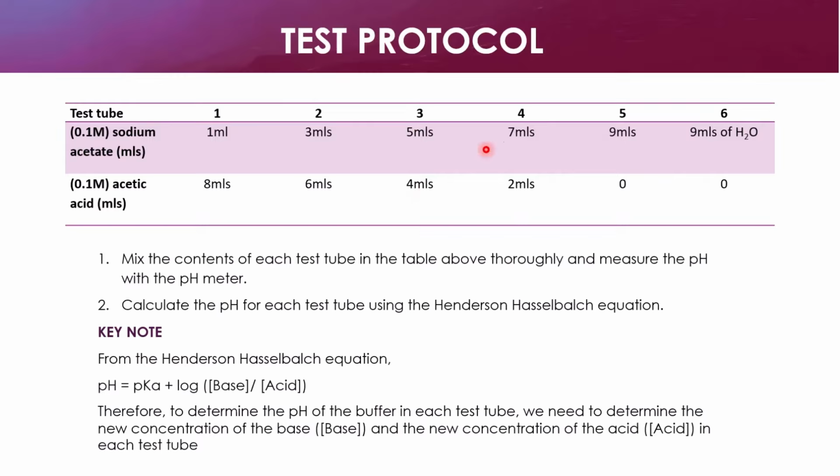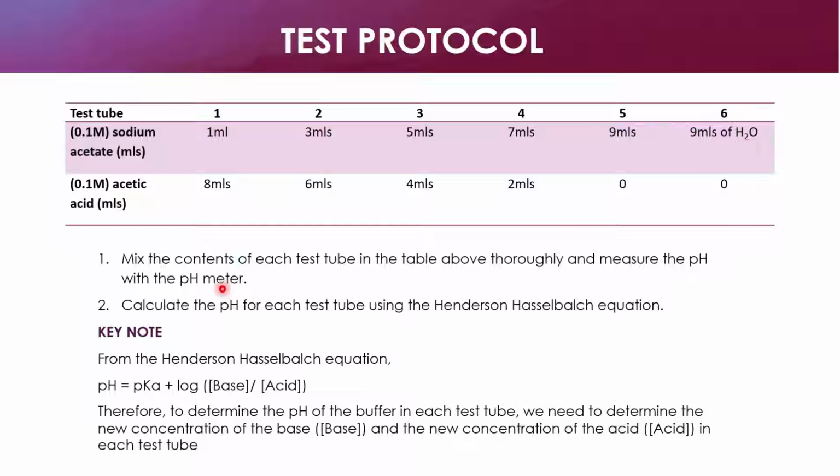For test tube 4, we have 7 ml of our 0.1 molar sodium acetate and 2 ml of our 0.1 molar acetic acid. For test tube 5, we have just 9 ml of the 0.1 molar sodium acetate and 0 ml of the 0.1 molar acetic acid. And for test tube 2, we have 9 ml of distilled water.